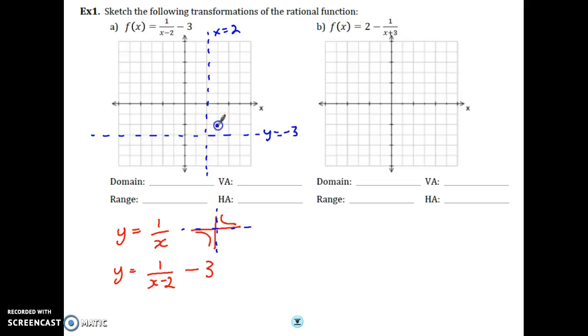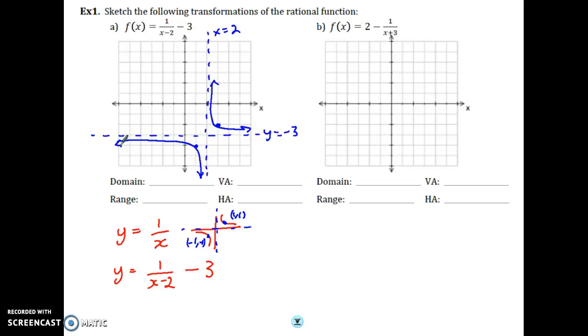A useful reference point on the parent function is right here, the point (1, 1). And so we're going to use that same reference point here. And likewise, (-1, -1) is a useful reference point on the parent function. So we'll use that same reference point here. On the upcoming quiz, we will ask you to actually work out the exact value of the x and y intercepts, but that's not going to be our focus for today.